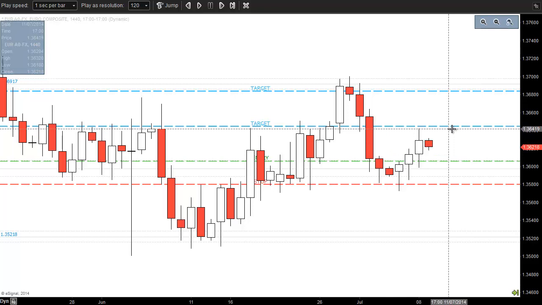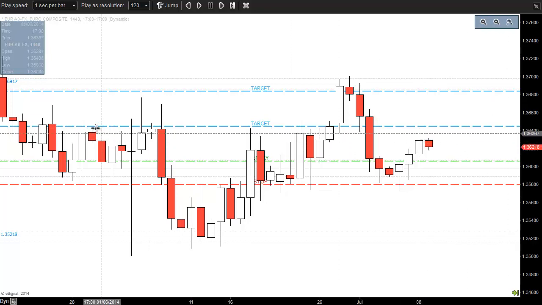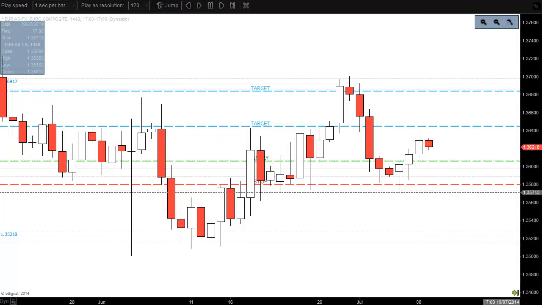I missed my first target by a few pips, which was kind of annoying because, like I said, I was slightly concerned because of all this congestion here. It concerned me. I was thinking, before I entered this trade, that it's possible for price to push up to here, come back down, and hit my stop loss.